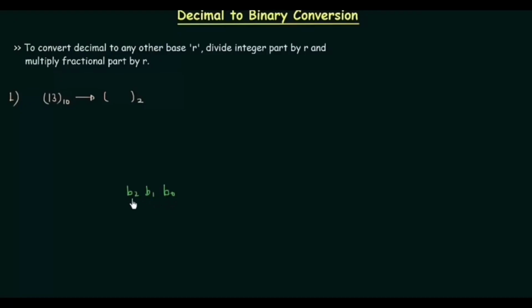The number is B0, B1, B2, B3. These are the bits of the binary number. Then the weight of this position, the 0th position, is 2 raised to power 0. Weight of this position is 2 raised to power 1. Weight of this position is 2 raised to power 2. And weight of this position is 2 raised to power 3.